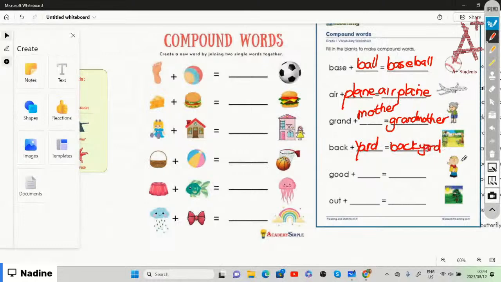Then we have a boy over there, so is it good boy? But that is two words. Oh, goodbye, sorry. That is goodbye because I see he's waving, which means he's saying goodbye. So good plus bye, B-Y-E, and if we put those two words together to make a compound word, then it is goodbye.